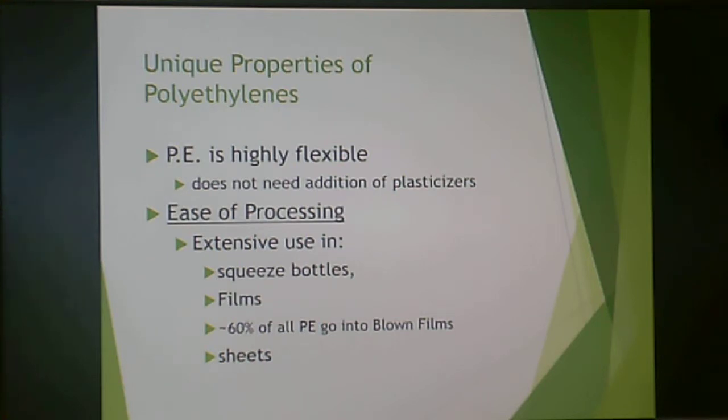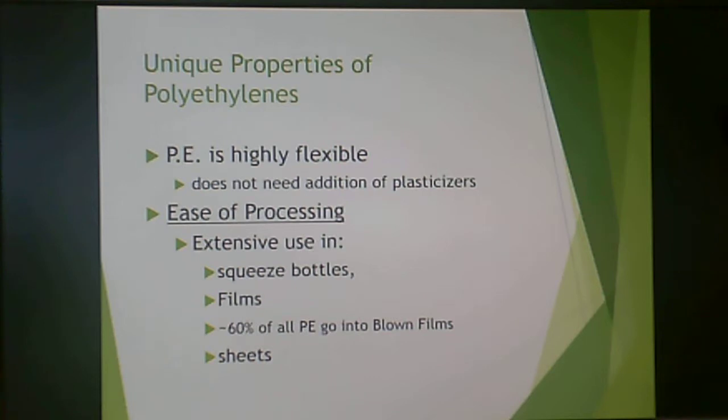Polyethylene is highly flexible, and it's highly flexible without the use of plasticizers. And plasticizers are an additional chemical. We'll talk about them a little more when we talk about polyvinyl chloride. But they're an additional small molecule. They can present some environmental or health problems, and so being flexible without the need for plasticizers is advantageous. It's also easy to process.